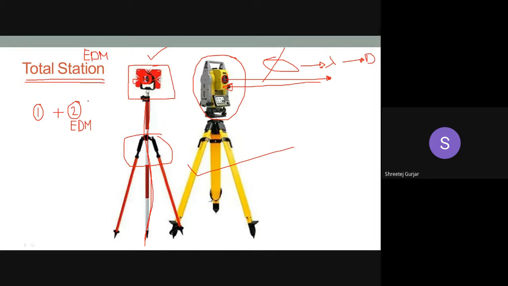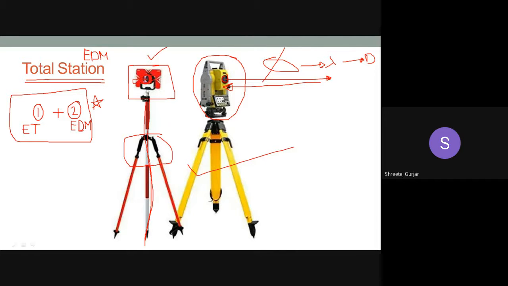Okay, it is not just an electronic distance measurement. It is a combination of this. If you remember, I told you it is an electronic theodolite, right? Electronic theodolite plus electronic distance measurement instrument. It is a combination of these two. It is nothing but a theodolite, but an electronic one, and it has the capability of measuring distances and also angles. So it is a combination of both. Remember this, very important.